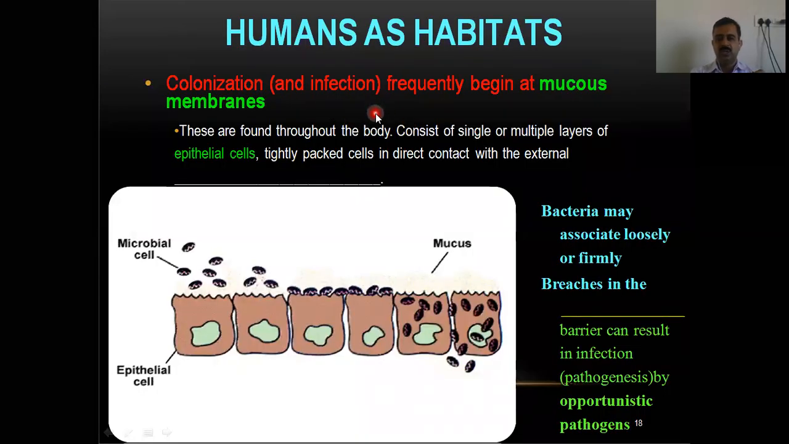Colonization and infection frequently begin at the mucous membrane. Generally, when the mucous membrane is there, the infection would start. These are found throughout the body, consisting of single and multiple layers of epithelial cells. Now you can see the microbial cells sitting on the epithelial cells. This area is the mucous membrane, and a lot of mucus is there. Therefore, the bacteria grab onto this mucous membrane, then travel down and generate pathogenesis-type reactions.